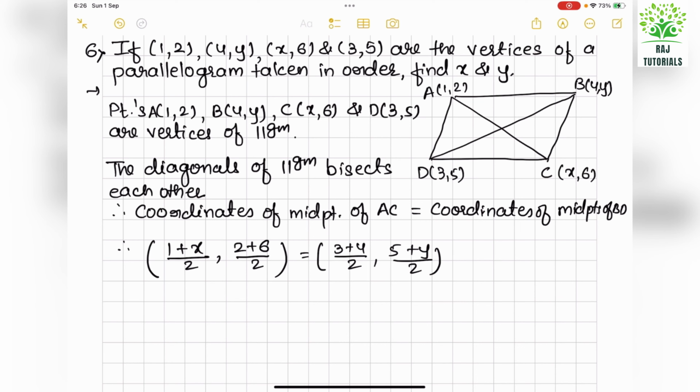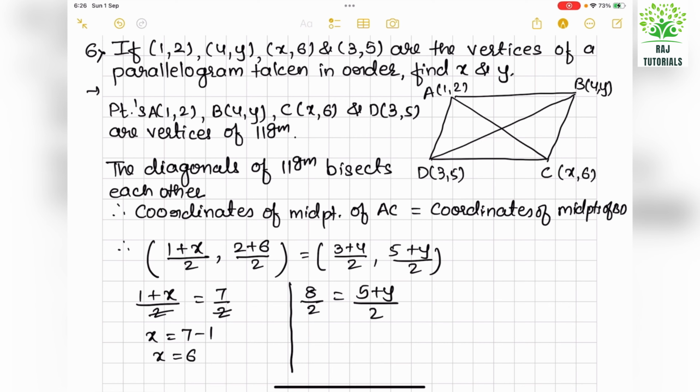Now, if I compare, 1 plus x by 2 equal to 7 by 2, so I can say x equal to 7 minus 1, so x equal to 6. Same way, on the other hand, comparing 8 by 2 equal to 5 plus y by 2, 2 to cancel, so y equal to 8 minus 5, so y equal to 3. So I got both the values of x and y.